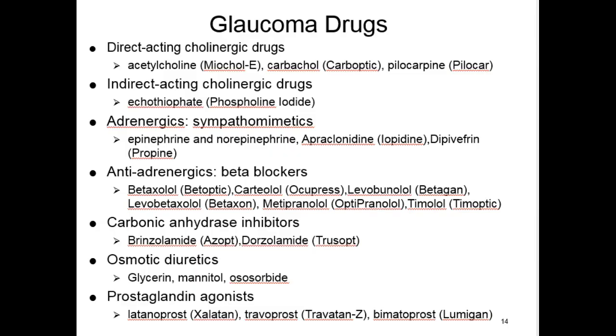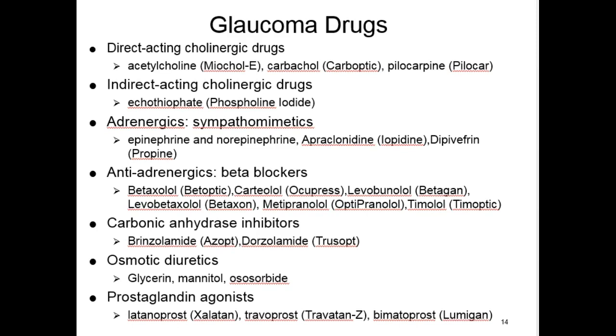So, glaucoma drugs. Man, there's a lot of them. Look at all this whole list. Everything bulleted is a different type of drug that's used for glaucoma. And I hope some of these are familiar to you. Cholinergic, sympathomimetics, beta blockers, diuretics. All of these drugs work in a different way, and they reduce intraocular pressure. They're used for glaucoma.